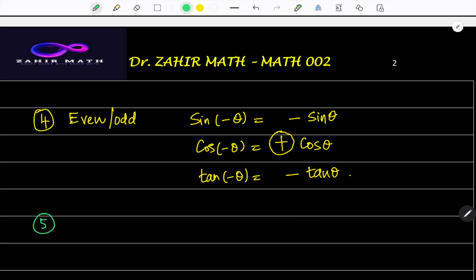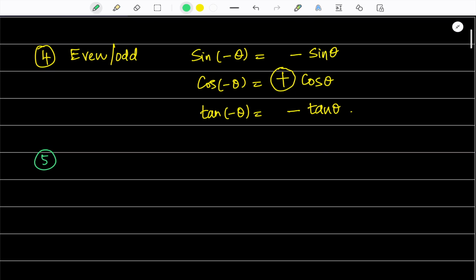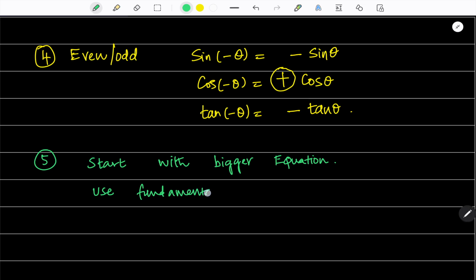Rule number 5 is not a rule, but something you need to remember when you are proving. First thing is start with the complicated side. It means start with the bigger expressions, bigger equations, in simple English. Start with bigger equations, right? And the next is use fundamental identities, which I told you in the top 4 rules. Try to use all the fundamental identities. For example, what are the rules? The rules are the reciprocal rule, quotient rule, and Pythagoras identities.